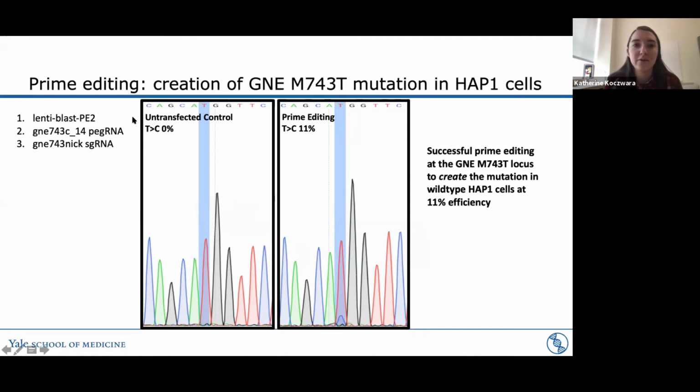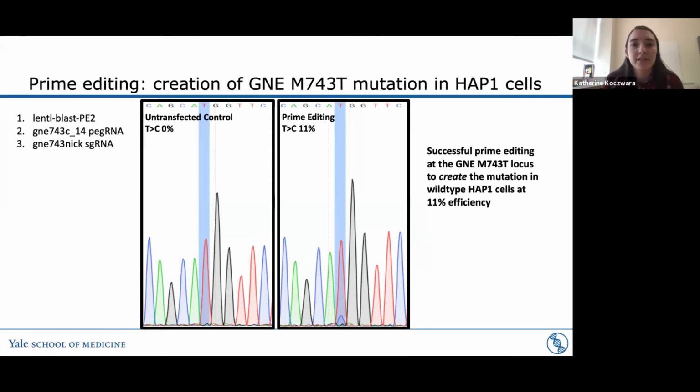And so what you can see from these images are the DNA sequences, so the DNA bases within the GNE gene that I'm looking to edit. And highlighted in blue is the place that I'm looking to actually edit the DNA. And what you can see in the cells that I didn't treat is that there is a T present. But when I perform this prime editing, I'm able to convert about 11% of the cells to a C base. So this is showing that I was able to edit at this location within the GNE gene at an efficiency of about 11%.